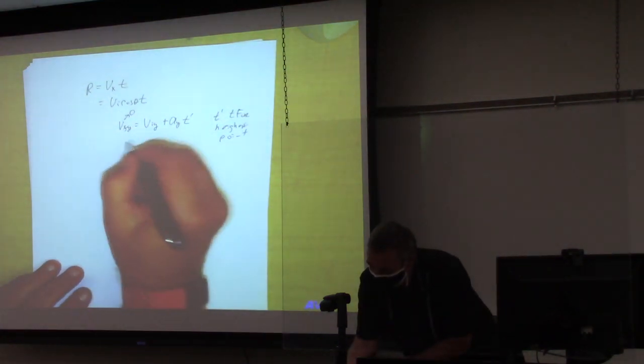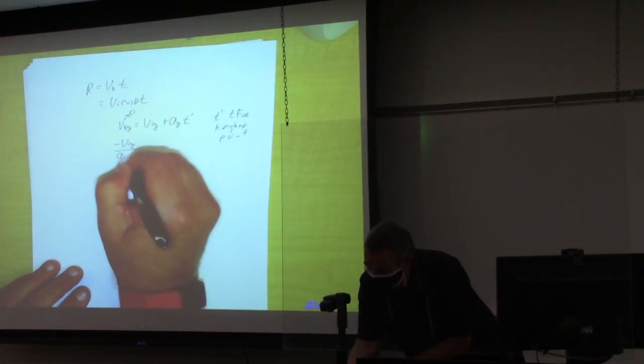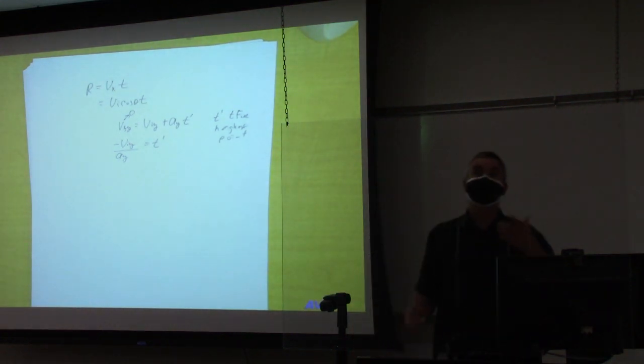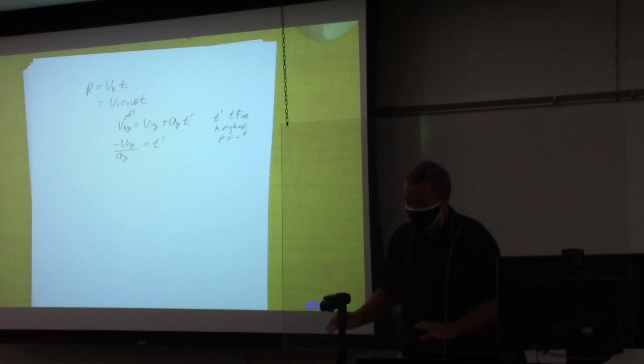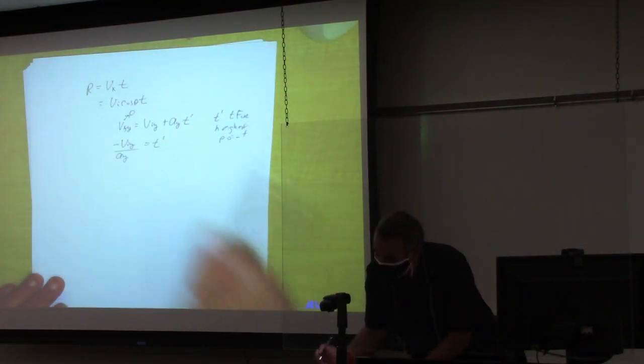So that side's 0. I'm going to subtract this from both sides, divide by acceleration in the y, and that's t prime. That's the time to get to the highest point. So if I multiply that by 2, that's the overall time. So I'm going to multiply this equation by 2. That gives me the overall time.